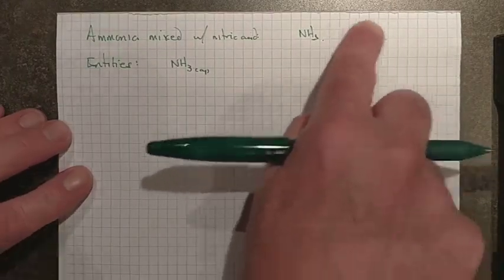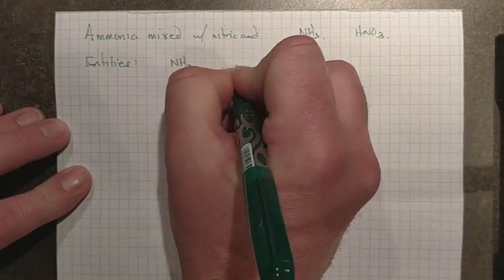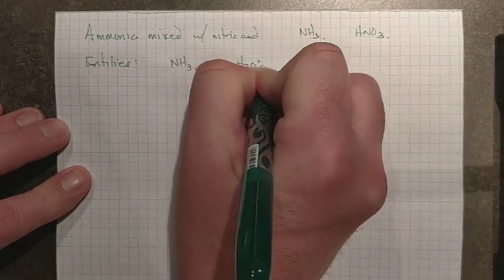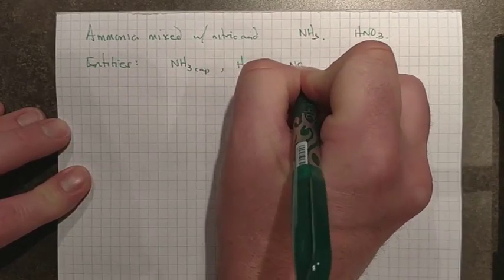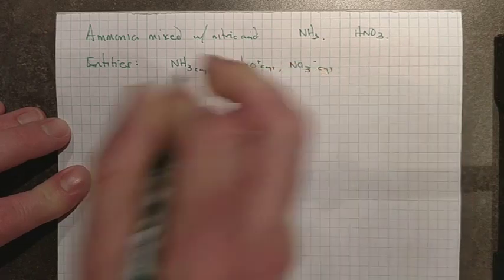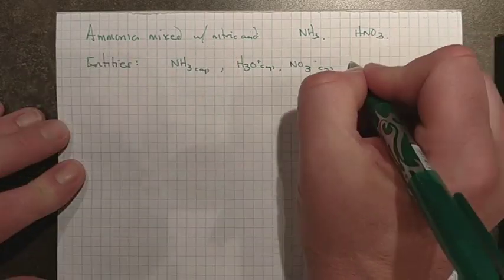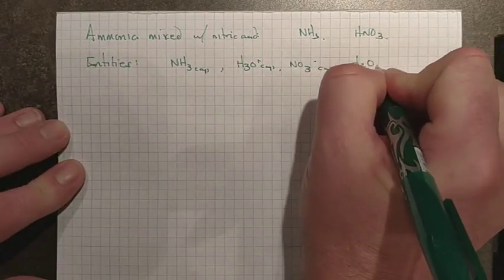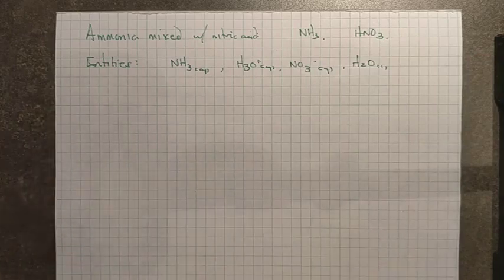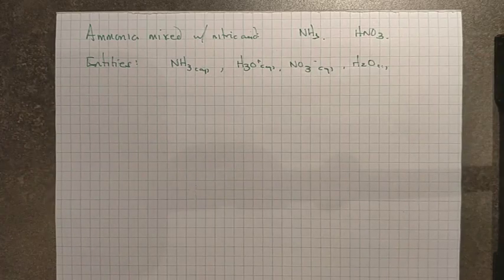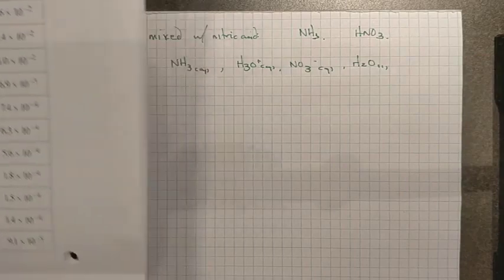So this would not exist in water. It would form H3O+, NO3- in solution. All right. Finally, we do have solutions of these guys, so we should remember that water is a potential player. Now what we're going to do is we're going to go through our list and we're going to look for all of the potential acids and bases.